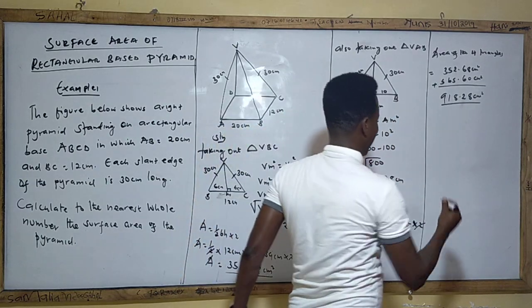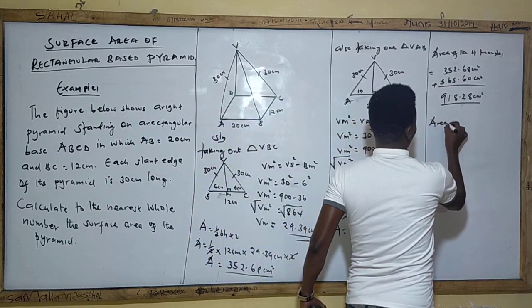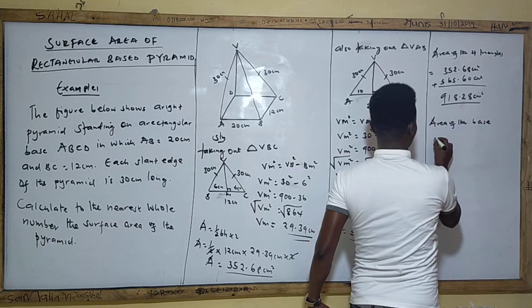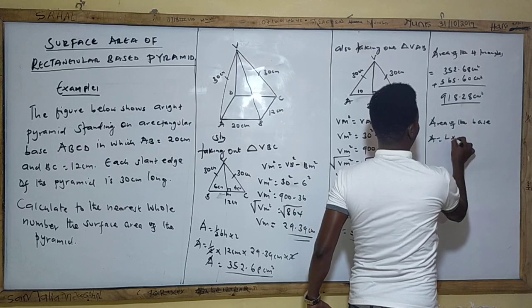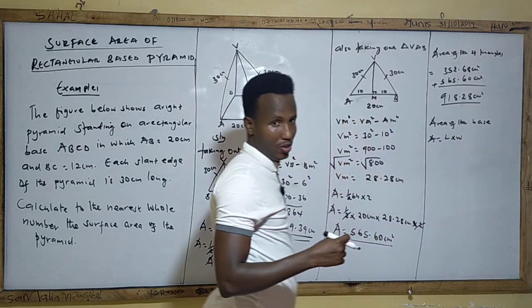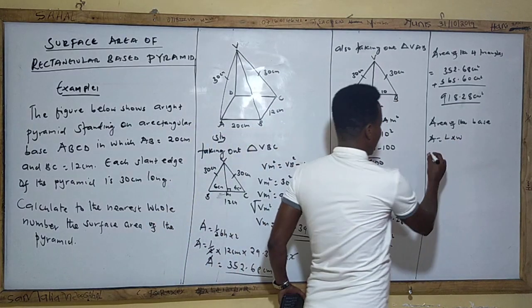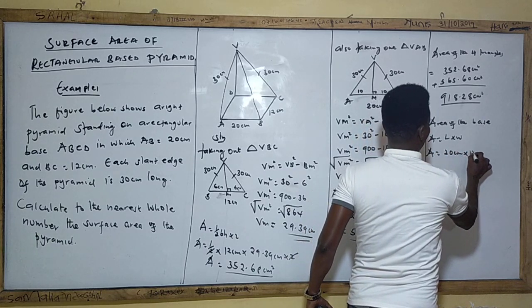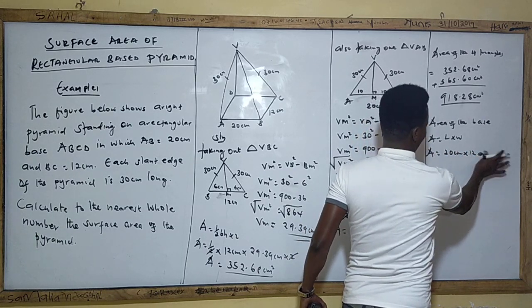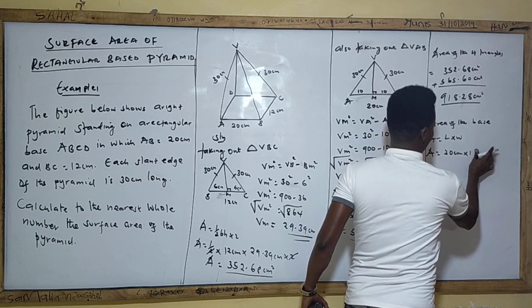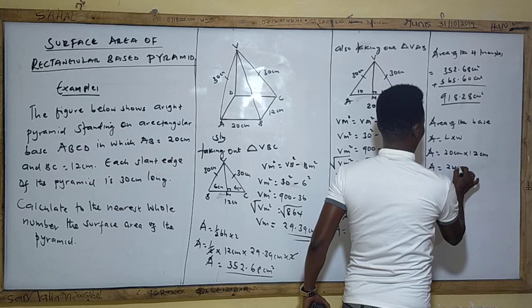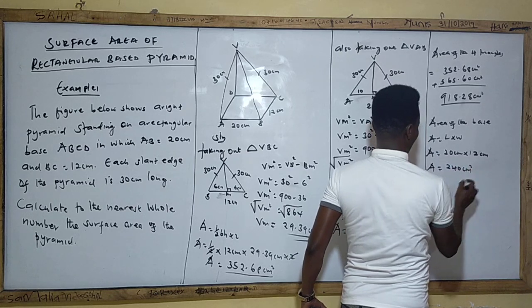Then I'll say area of the base. Area of the base is equal to L times W, because that's a rectangle. So I'm going to say area is equal to 20 centimeter times 12 centimeter. So area therefore is equal to 240 centimeter squared.